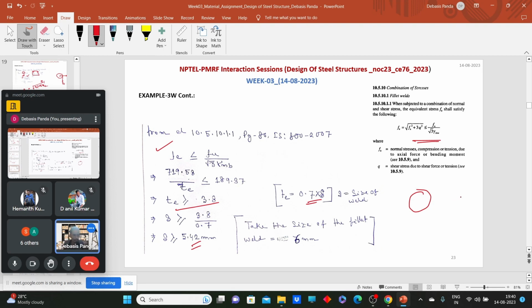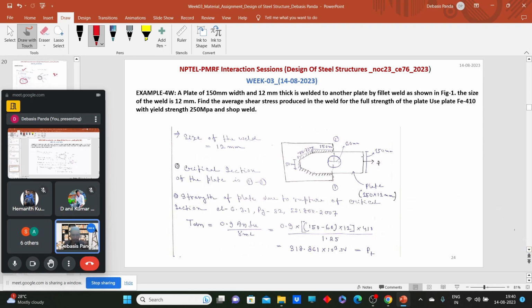Okay. Now let's quickly solve this problem. You guys solve this problem. Tell me what this problem says. A plate of 150 mm width and 12 mm thick.